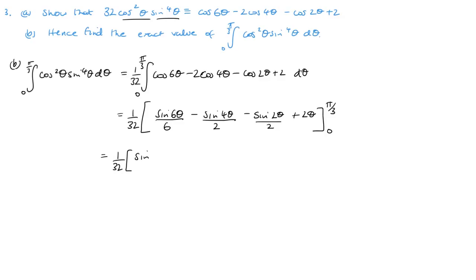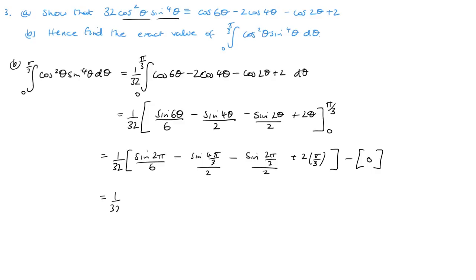So let's substitute in. So 6 theta, theta is pi by 3, that's going to be sine of 2 pi over 6, minus, now pi by 3 is going to be sine 4 pi by 3 over 2, minus sine 2 pi by 3 over 2, plus 2 times pi by 3, and then minus the 0 at the end.